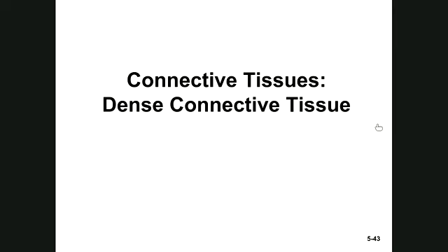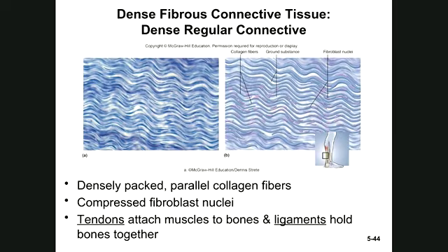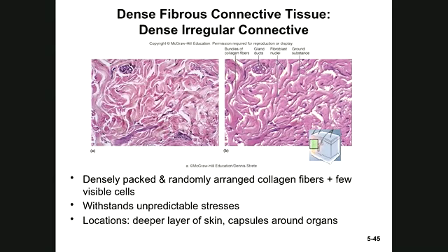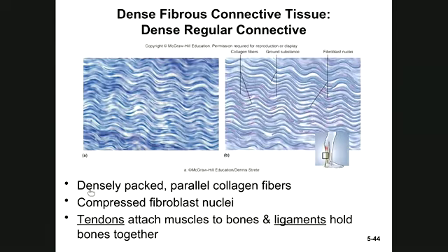Based on the orientation of the fibers, you can see regular connective tissue or irregular connective tissue. In the regular connective tissue, we have densely packed parallel collagen fibers. All of your collagen fibers have a very good organization and are parallel to each other. And between the fibers, you can see the compressed fibroblasts. The tendons, which attach muscle to bone, and the ligaments, which attach bone to bone, are a kind of this connective tissue.